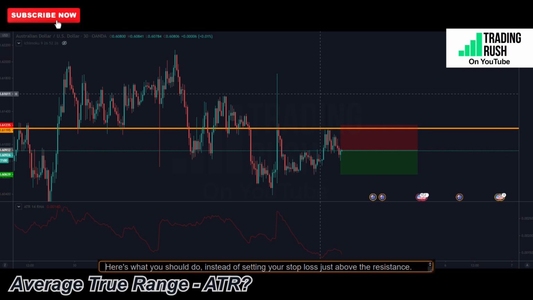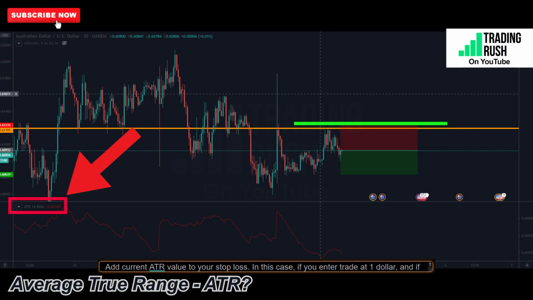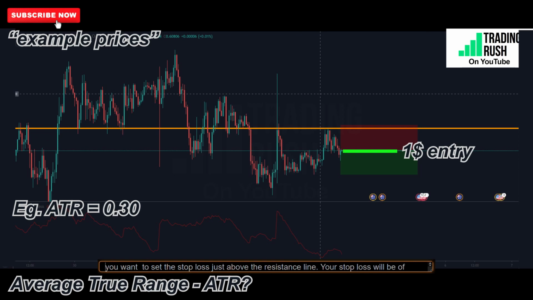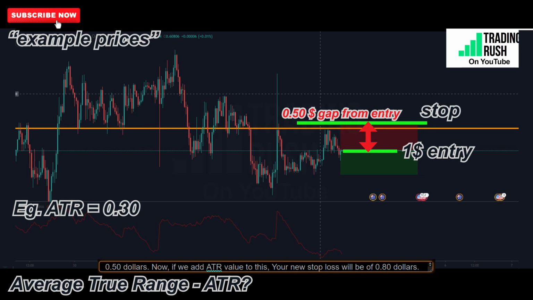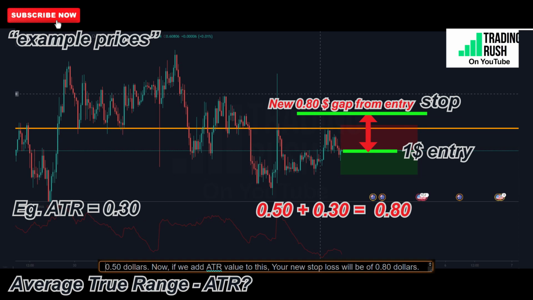Here's what you should do. Instead of setting your stop loss just above the resistance, add the current ATR value to your stop loss. In this case, if you enter the trade at $1, and you set the stop loss just above the resistance line, your stop loss will be $0.50. Now if we add the ATR value to this, your new stop loss will be $0.80. By adding the ATR value to the stop loss, you are taking the average range of the last 14 candles into consideration. In other words, you are taking volatility into consideration.